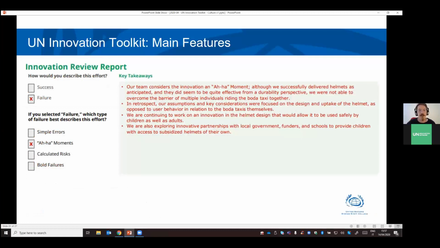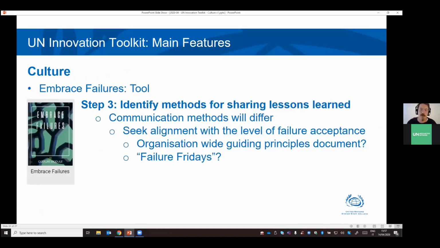Then here, an innovation review report, whether this was a success or a failure, what type of failure, and also some of the reasons and the key takeaways, which can then be shared on a unit level and shared with partners, depending on how ready those partners are to engage around this type of communication. Which leads into this third element of the process, identifying methods for sharing lessons learned.